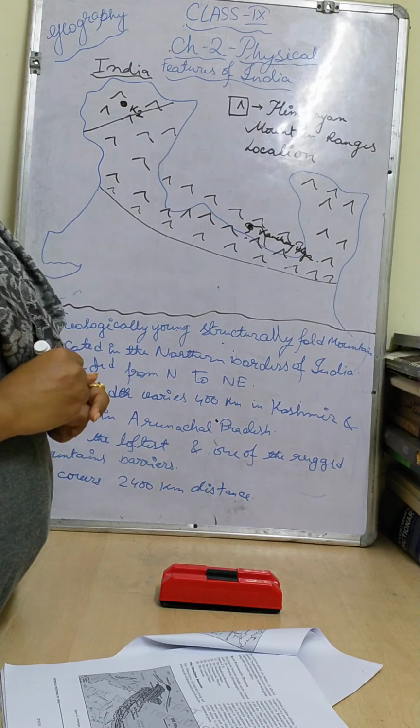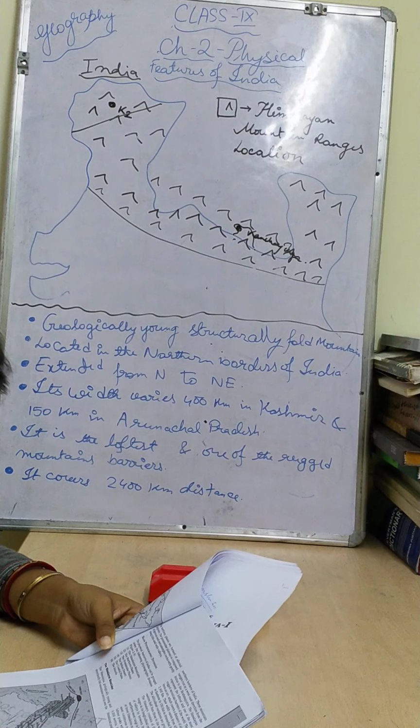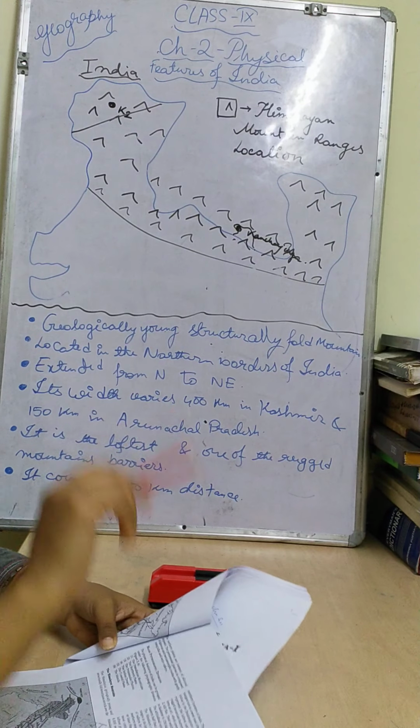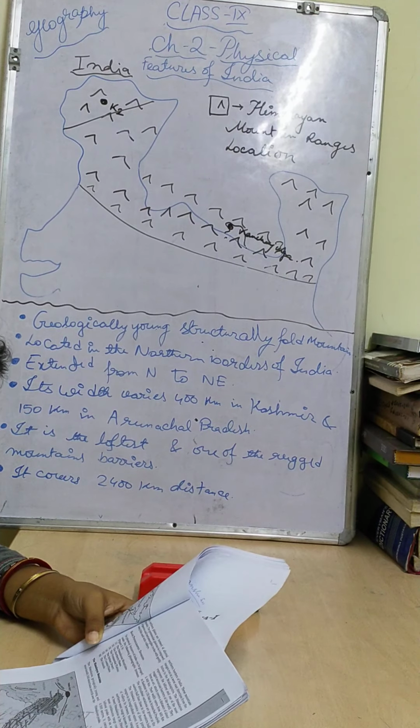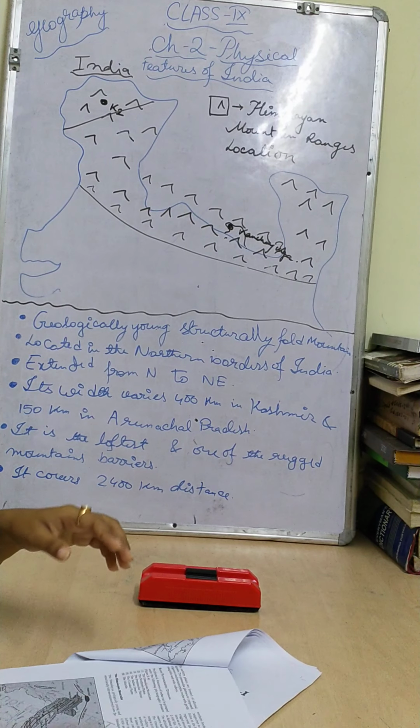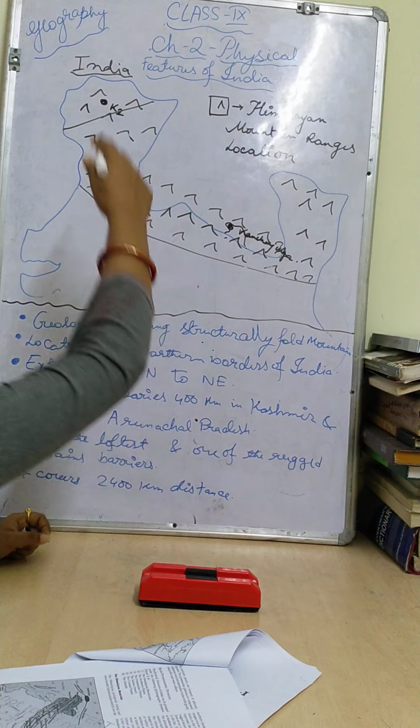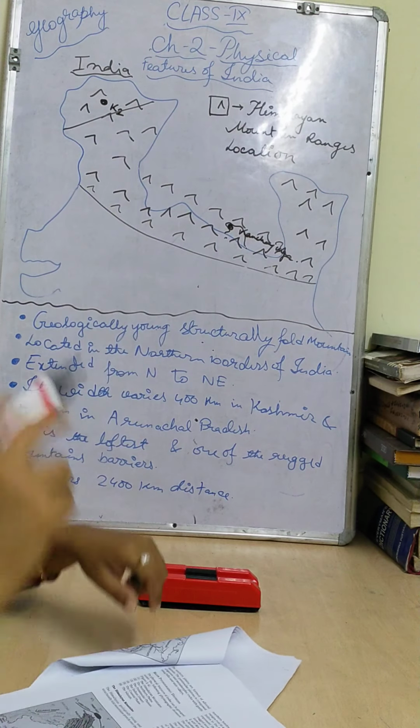Okay, first landmark will be the Himalayan mountains. The Himalayan mountains are geologically young and structurally fold mountains which stretch over the northern borders of India. I have already told you, children, these mountain ranges run in a west to east direction. But the Himalaya represents the loftiest and one of the most rugged mountain boundaries in the world. They form an arc. Arc means the shape of the land will be crescent shape or half moon shape. It's called the arc also, right?